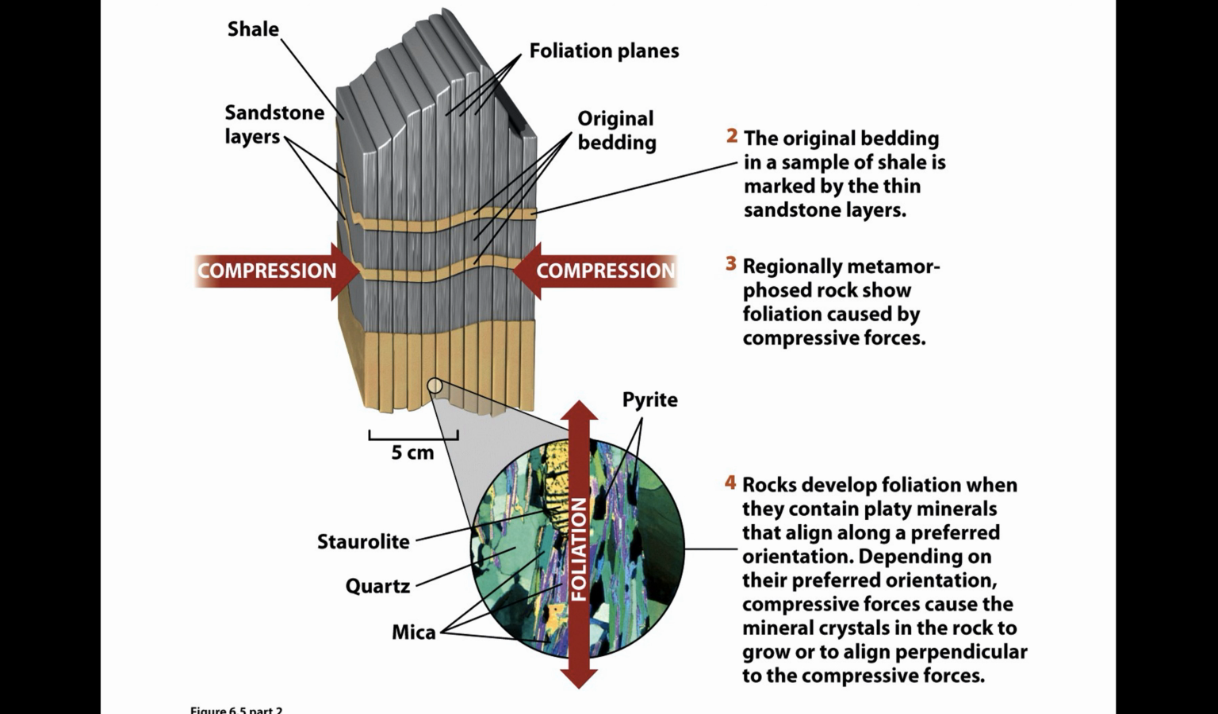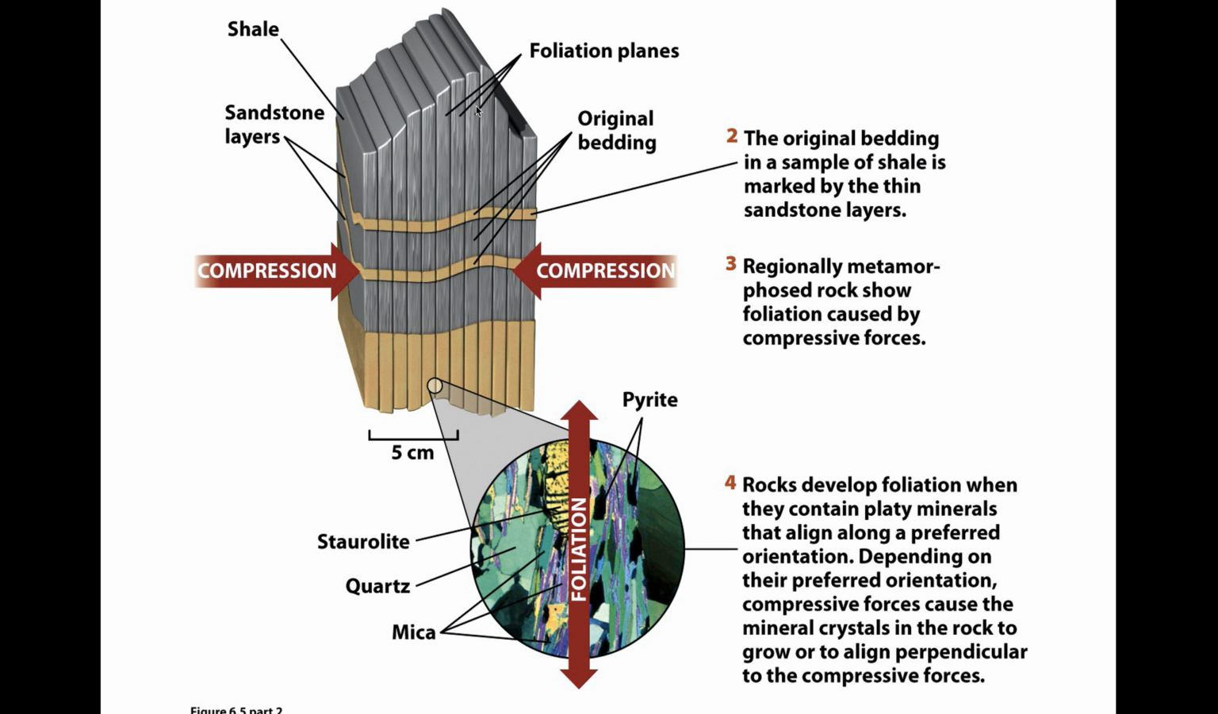And here we have it again. Here we have a rock unit of shales and sandstone layers, which is forced by compression from the left and from the right side. You can see all the original sandstone layers and the original bedding layers. And here the author has marked the foliation planes at the top.